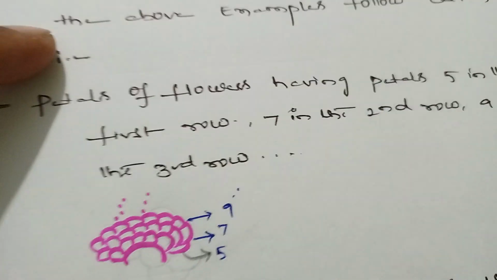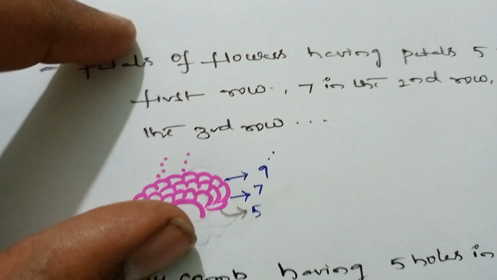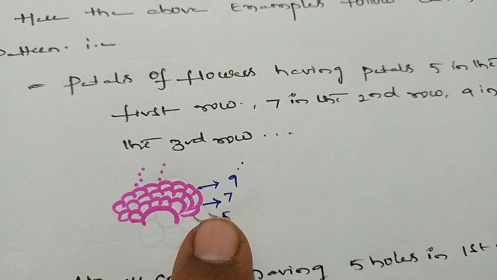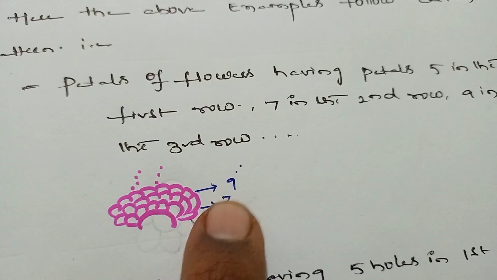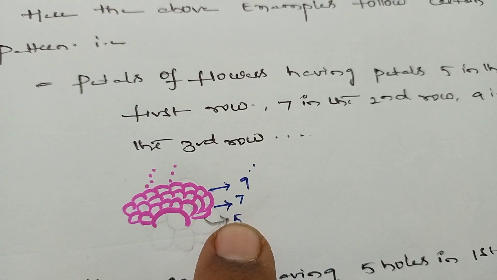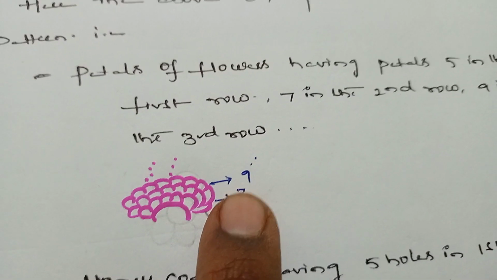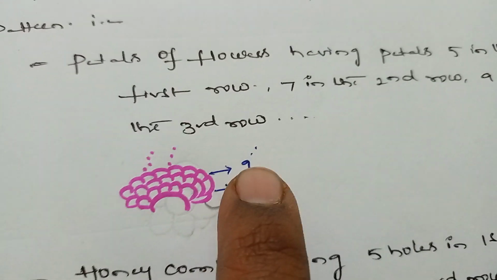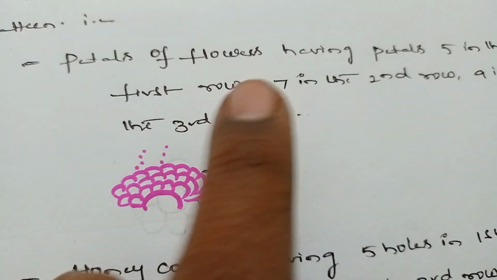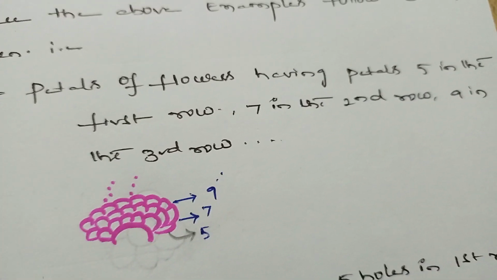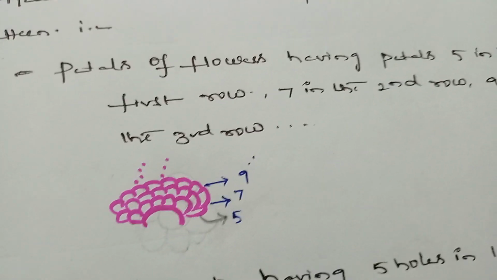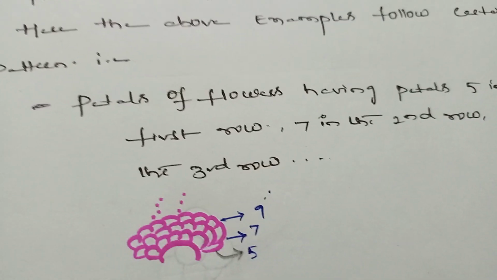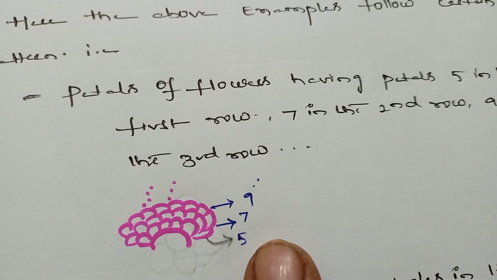From this example, guys, what do you observe? We observe that in each pattern there is some difference, right? If you take the first rows, in the first row it is 5, in the second row it is 7, in the third row it is 9, and the fourth is 11, like that. What is the difference between each and every row? There is a difference of 2, right? That 2 is a fixed number for each row.